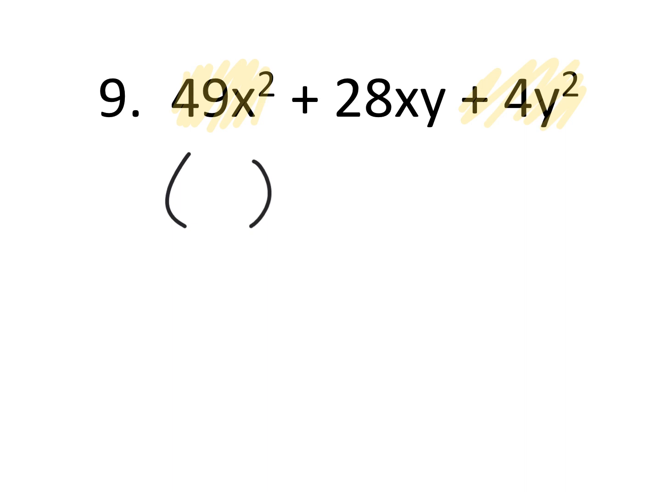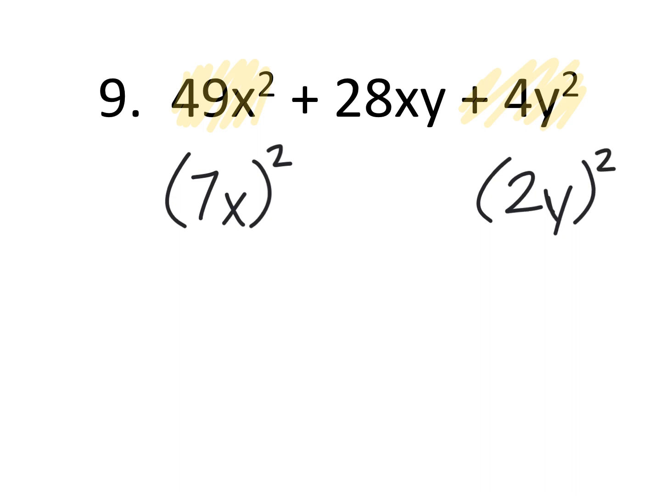But what is the square here? What squared is 49? 7. We're going to go ahead and put 7x because the first term is 49x squared. Okay, and then look at your last term because that's also a square. What's squared to get 4? 2, yeah, and we'll say 2y since that's 4y squared.